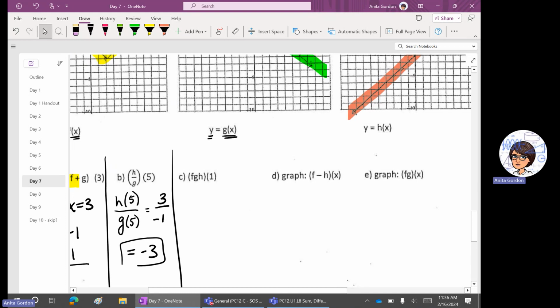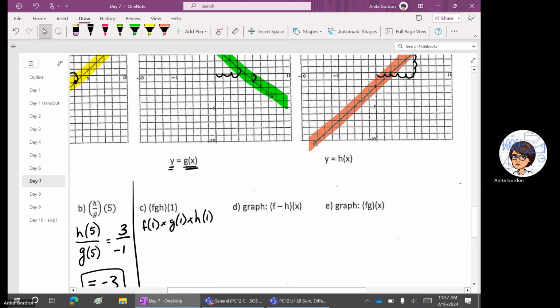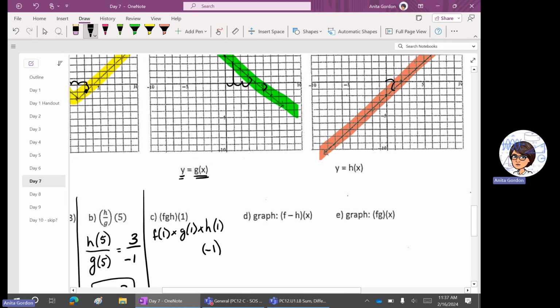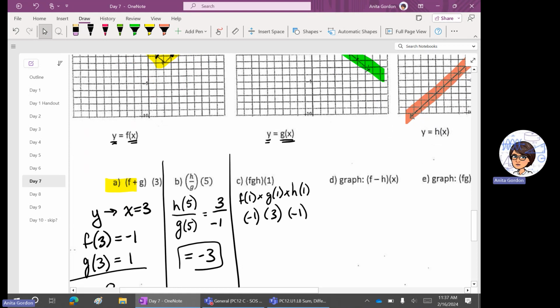Okay, f, g, h. So f of 1 times g of 1 times h of 1. Okay, let me erase some of my black lines here so I can see more clearly. H of 1 is -1. G of 1 is +3. And F of 1 is also -1. So 2 -1s cancel out, make a +1. Anything times 1 is whatever you started with. So this is 3.